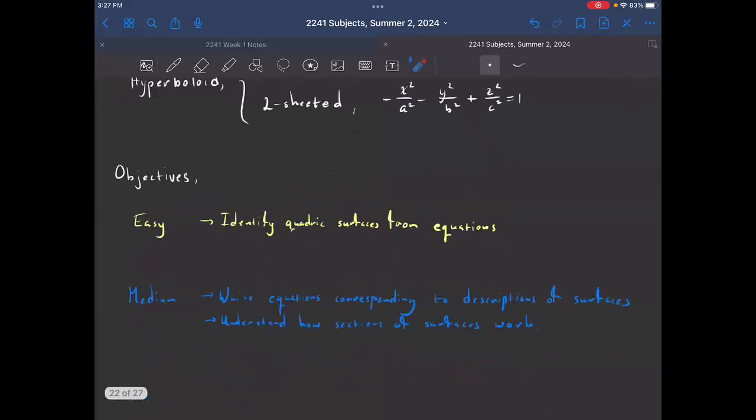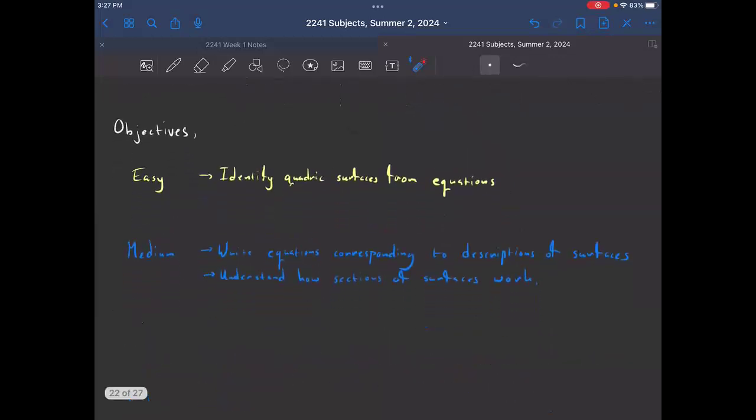The objectives here are short and to the point. I want you to be able to identify what kind of quadric surface you're looking at from an equation. And medium objectives, I want you to be able to take a description of a surface and write down an equation corresponding to it. And then last, I want you to understand how sections of surfaces work. So sections, traces, rulings. Again, we'll define this on the next page.